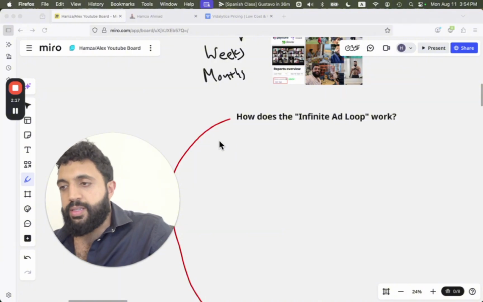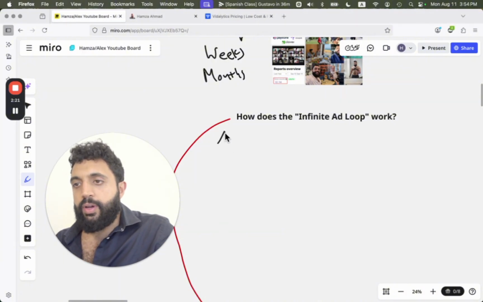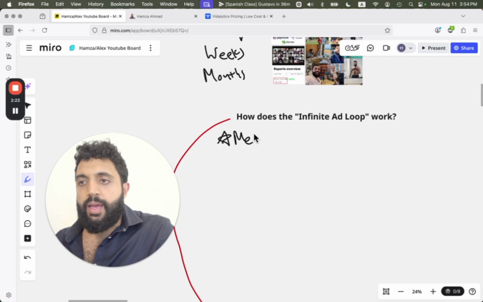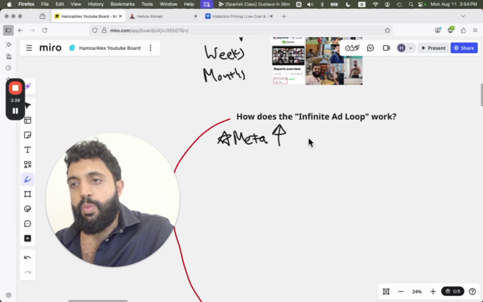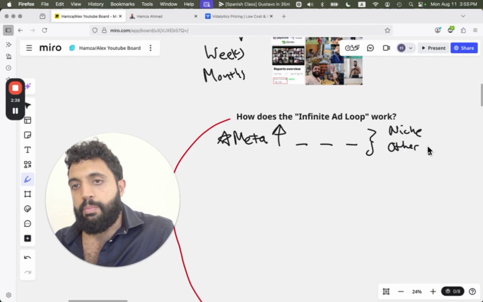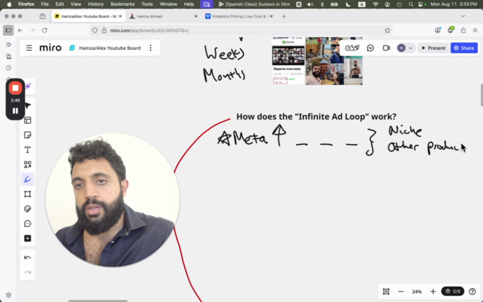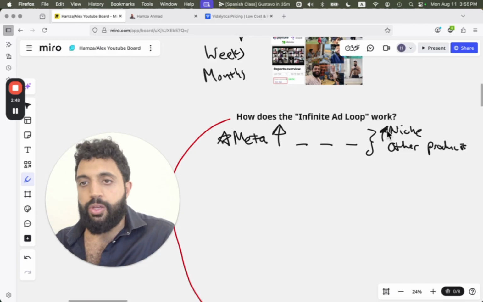The first thing we want to understand is, well, why is this even necessary in the world of ads today? Okay, if we look at a platform like Meta, it's growing. And there's more and more advertisers coming through every day. And not just advertisers in your niche, there are advertisers in other product spaces vying for the same attention, vying for the same prospect that you are targeting.